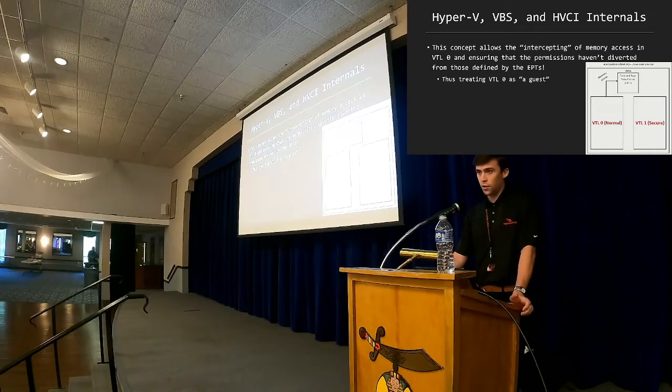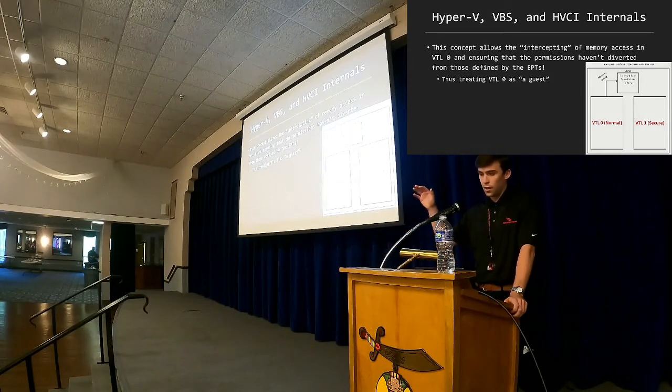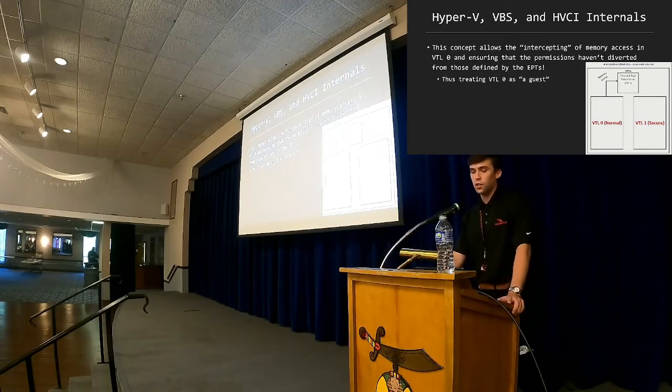Anytime VTL0, which is the normal world or untrusted world, accesses memory, the hypervisor can gate that memory access, just like a VM. We can intercept that, and we can say, hey, we see you're trying to execute this memory, but actually, our version of memory, which is immutable from the kernel, says it's not executable, and therefore, we're not going to let you execute this memory anyway. So we can dilly-dally in the kernel all we want, corrupting all the page table entries to say this memory is executable, but the hypervisor has a source of truth, and it's immutable.